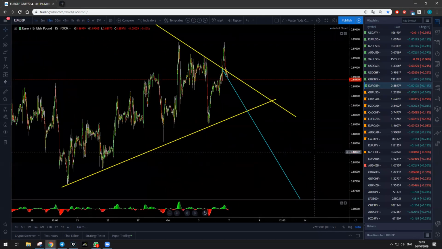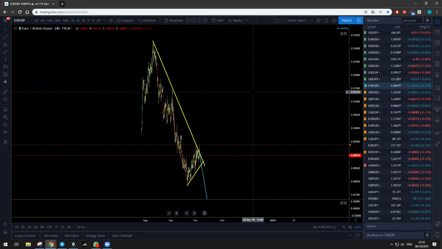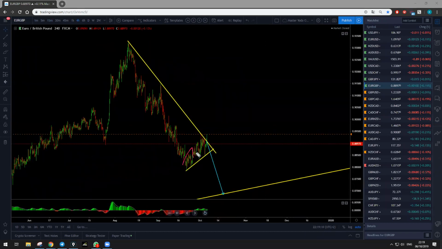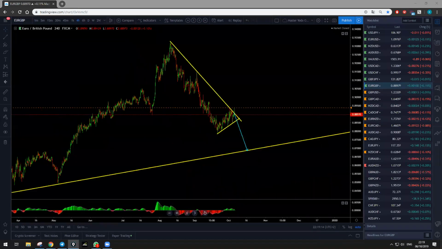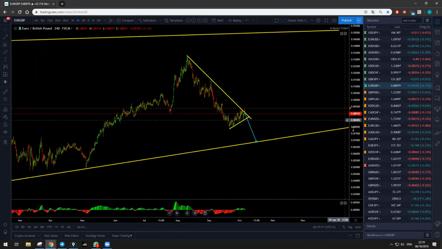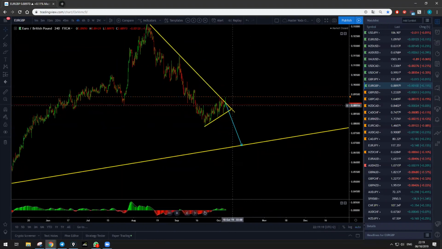Your GBP. Okay, that one will also break to the downside. As you can see, there is a really nice pattern which will break to the downside. At least tag that trend line. Okay, so for the next week, just focus on your sell.